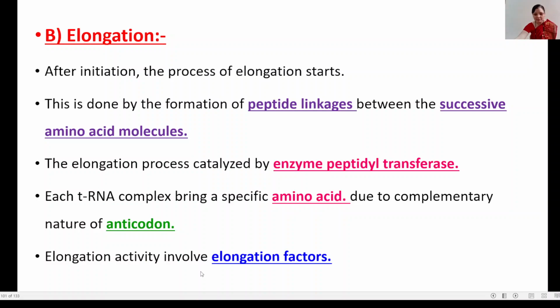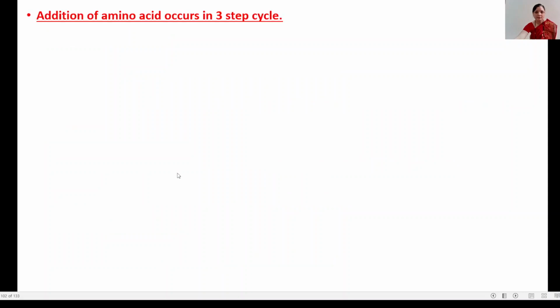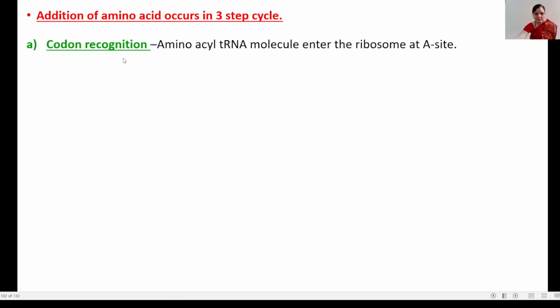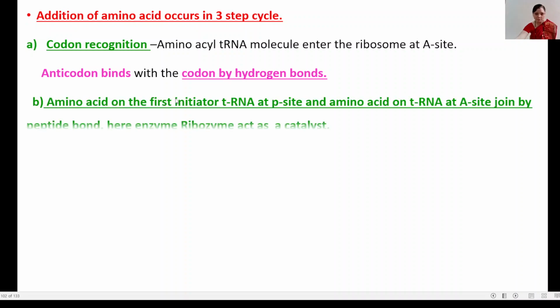Elongation activity also involves elongation factors. Addition of the amino acid occurs in 3 steps. Codon recognition, that is, the aminoacyl tRNA molecule enters the ribosome at the A site, and the anticodon binds with the codon by hydrogen bonds. Then the amino acid on the first initiator tRNA at the P site and the amino acid on the tRNA at the A site are joined by a peptide bond.